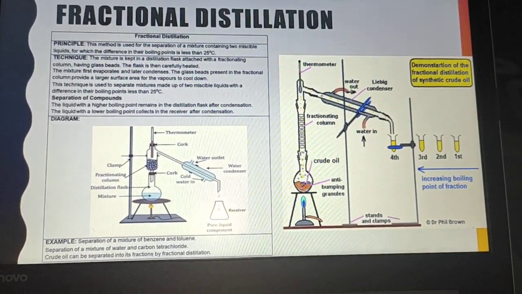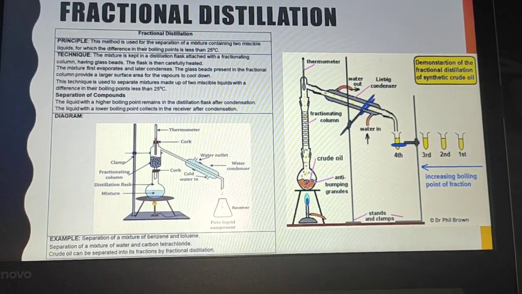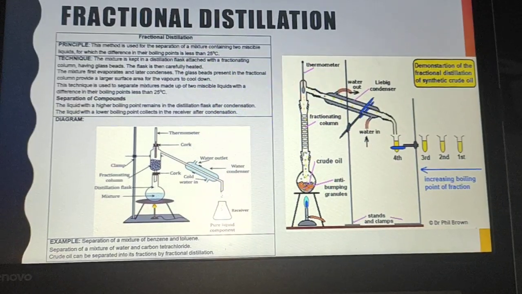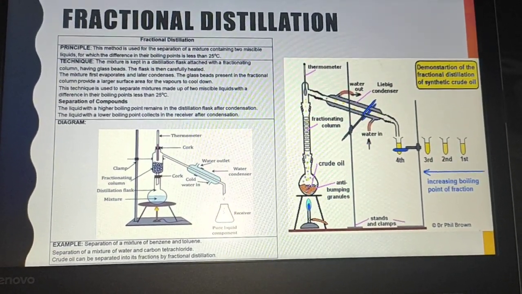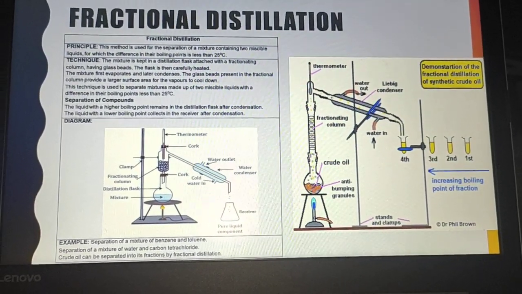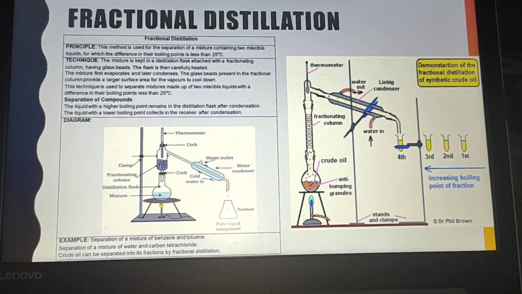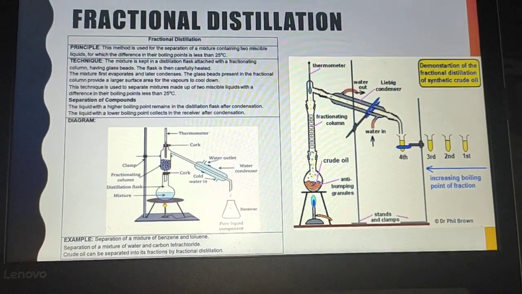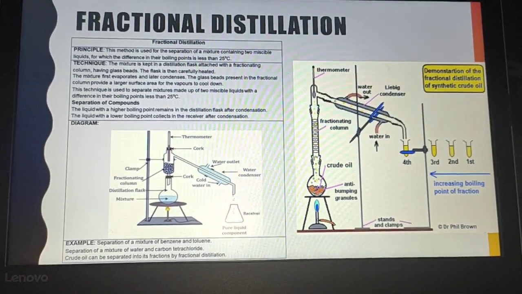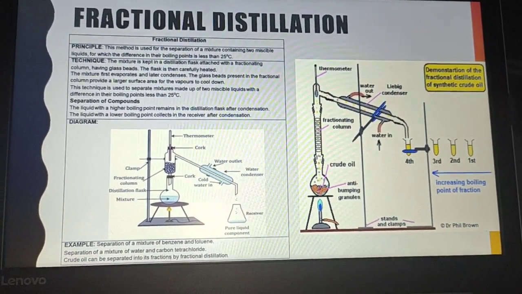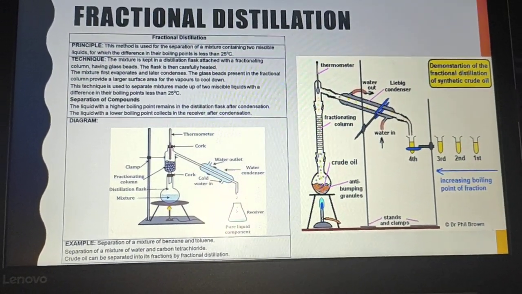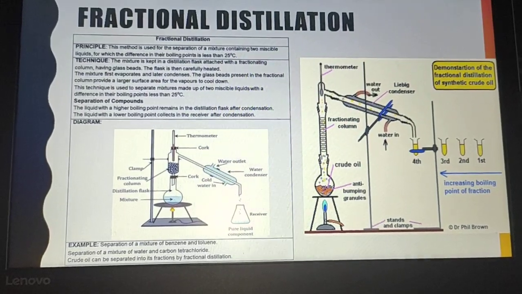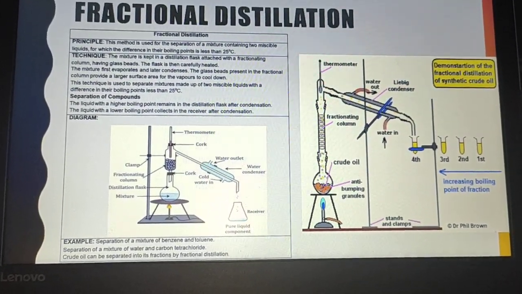In the previous one, simple distillation, there is no temperature number written there. Maybe liquids with a difference of more than 25 degrees Celsius can be separated by the simple distillation process. But in this case, only liquids whose boiling points differ by less than 25 degrees Celsius are separated. So here is the principle of fractional distillation.